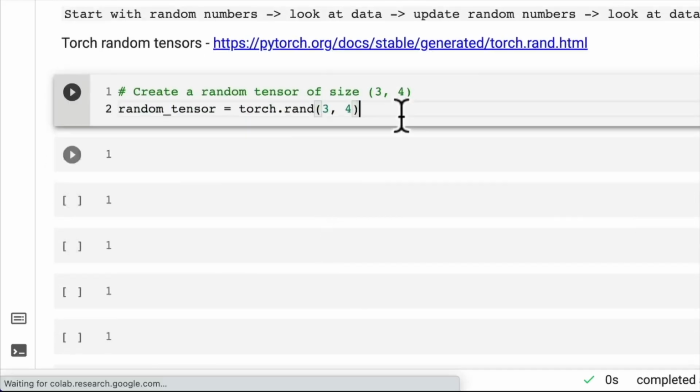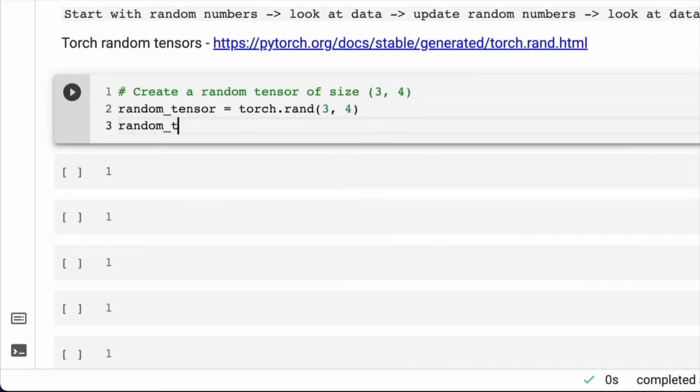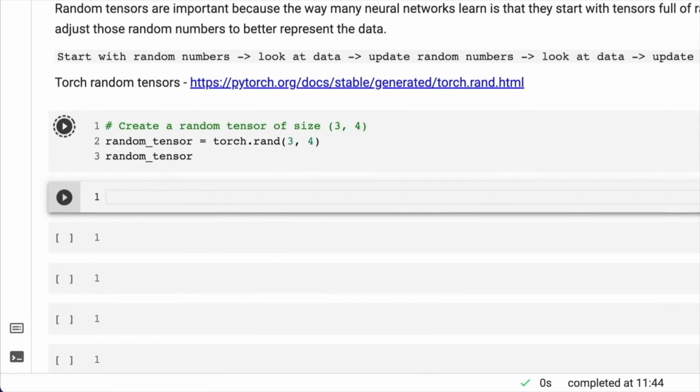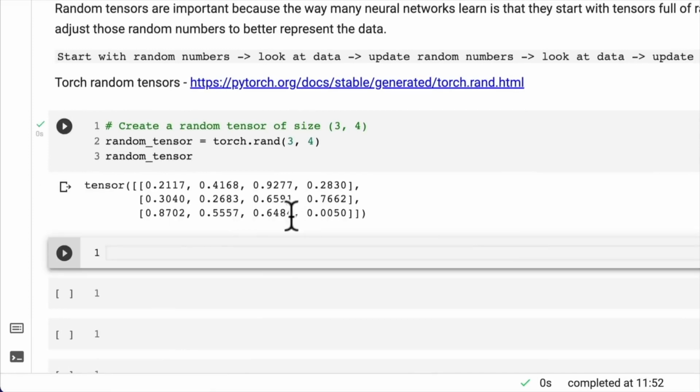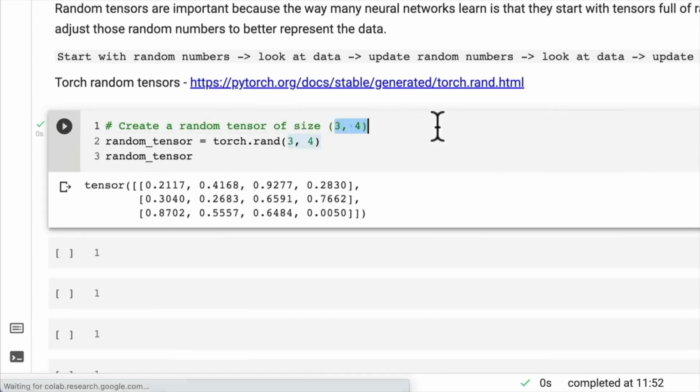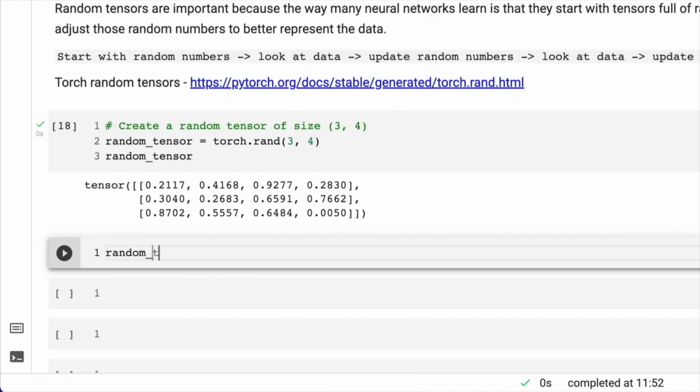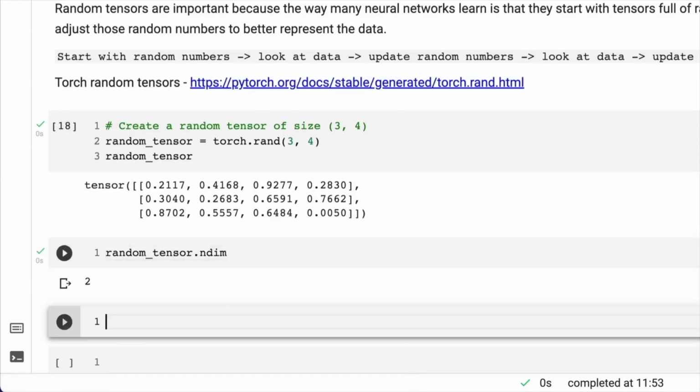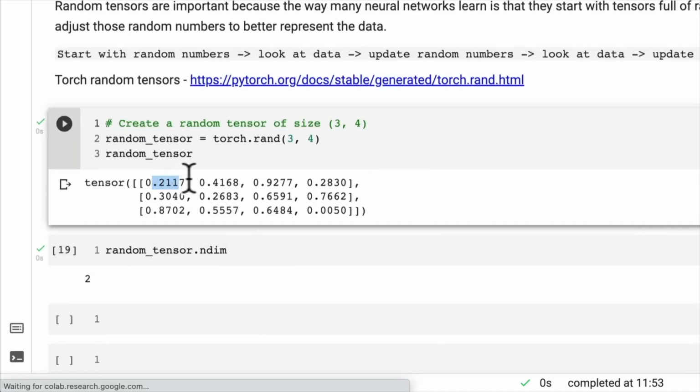I can get this a bit up here. Let's see what our random tensor looks like. There we go. Beautiful. Of size 3, 4. So we've got 3 or 4 elements here, and then we've got 3 deep here. So again, there's the 2 pairs. So what do you think the number of dimensions will be for the random tensor? ndim. 2. Beautiful. And so we have some random numbers here.